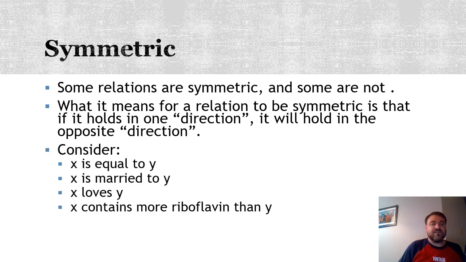And so consider these different types of possible relations. If you're saying x is equal to y, you're talking about a relation that x and y have. If x is married to y, it's a different relation that they might have. If x loves y, that's a different relation that x and y have. Or if x contains more riboflavin than y, then it'll be one thing or another.